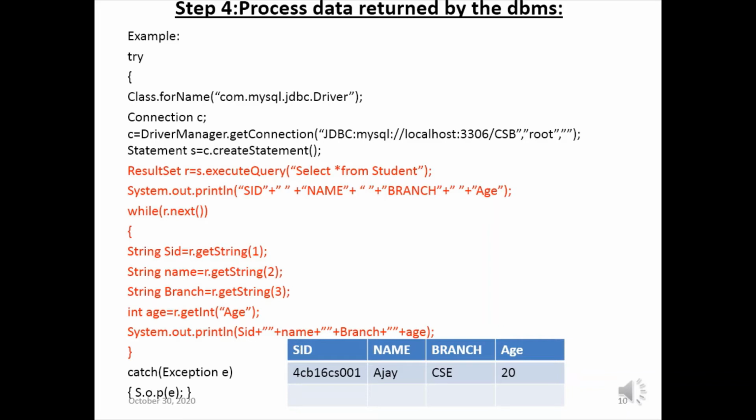Now I am printing the value. Again, the next method is going to point to the next row of the table. In this table, the second row is not there, so the second row is empty. The loop is going to be terminated. This is how we retrieve the values from the table by making use of the ResultSet methods.